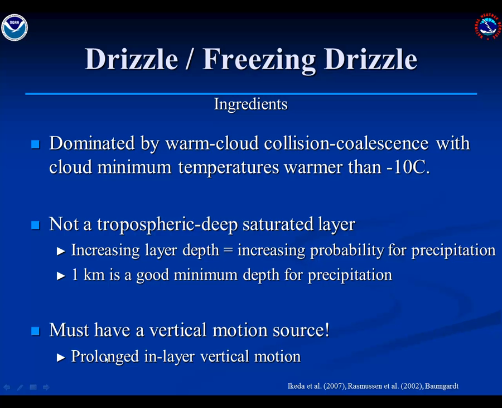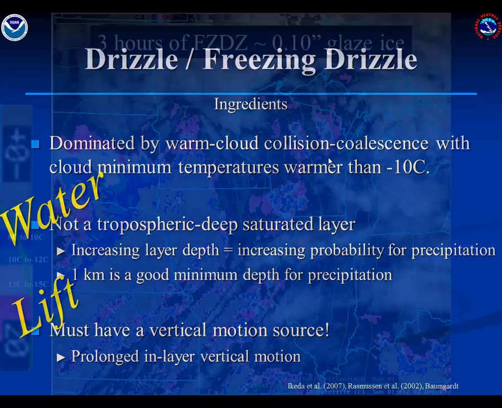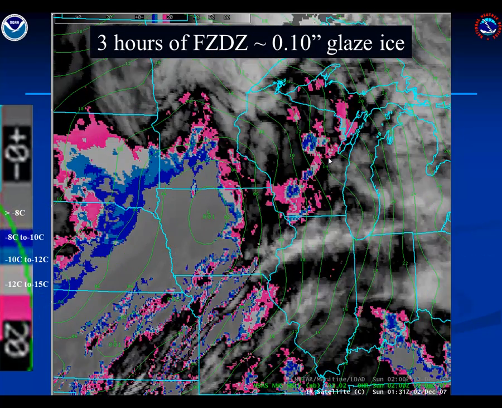So you need prolonged vertical motion within the saturated layer to have those drops grow from cloud droplets to the size of precipitation particles, precipitation drops that'll eventually start to fall and have a fall velocity that's fast enough to get them to the surface. So when you boil it all down, drizzle and freezing drizzle, the more water you have in that saturated layer and the more lift, the better it is to produce precipitation.